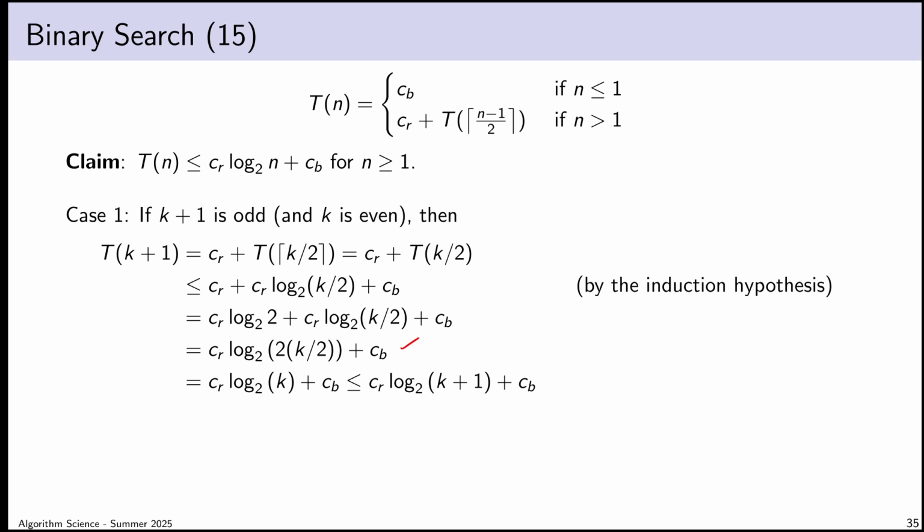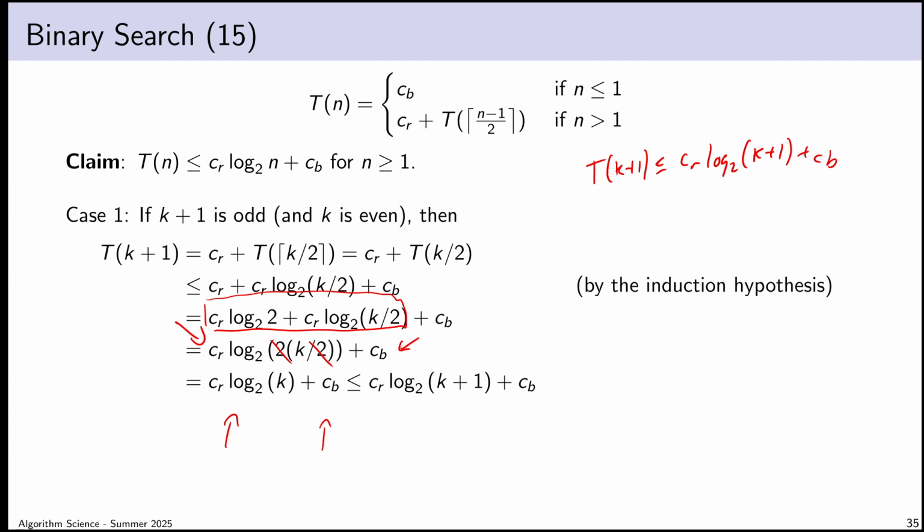And then I use the law of logarithms to combine. I now have two terms that are CR times log of something. I just factor out the CR and then combine the two logarithms into one expression, and I get this, all plus CB. And then I notice that I can cancel the 2, and I end up with CR times log base 2 of k plus CB. What I'm trying to prove at this step is that t of k plus 1 is less than or equal to CR times log base 2 of k plus 1 plus CB.